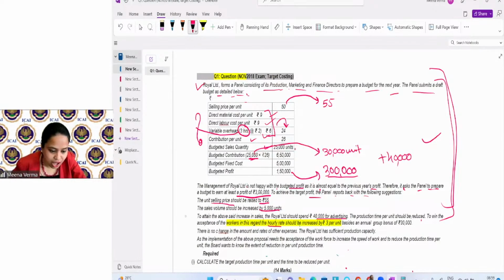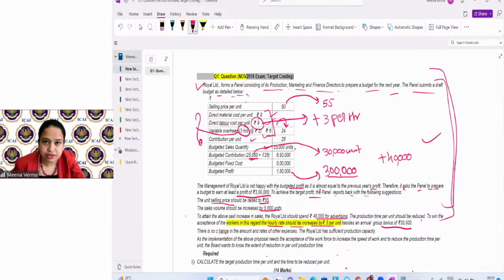In this regard, the hourly rate should increase by 3. So the point is that the hourly rate, the payment which they are making to the labor, has increased. It has increased by rupees 3 per hour. This rate which they are paying to the labor is increased by 3 per hour. Okay. What else do we have?